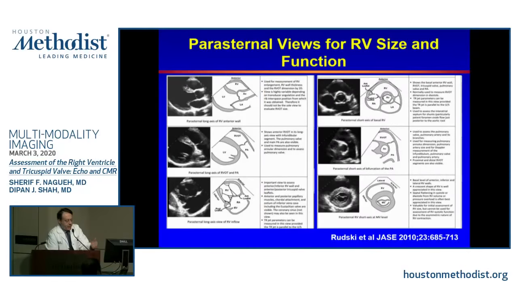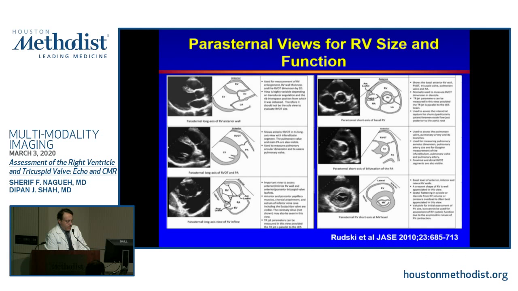If you angle a bit superiorly, you are able not only to see the RV outflow tract and the pulmonic valve, but also the main PA. This is the view you want to use if you are going to do PA measurements, and you can see the bifurcation of the pulmonary artery. The yield of this view is higher in children than in adults.